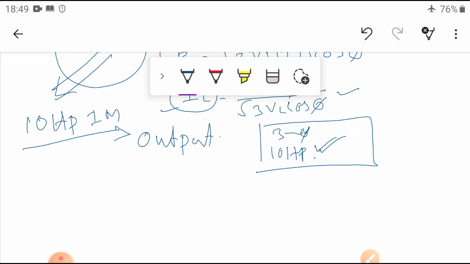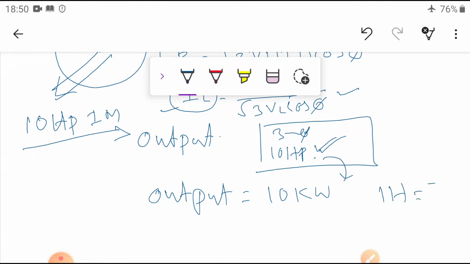Suppose the output is given as, for example, 10 kilowatts instead of HP. 1 HP is equal to 735.5 watts. Generally we write 745.5, and sometimes we write 735 also. Whatever value you take, it is in watts. Now here I want to know the input current.